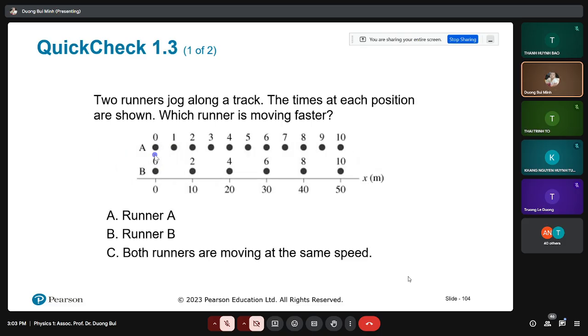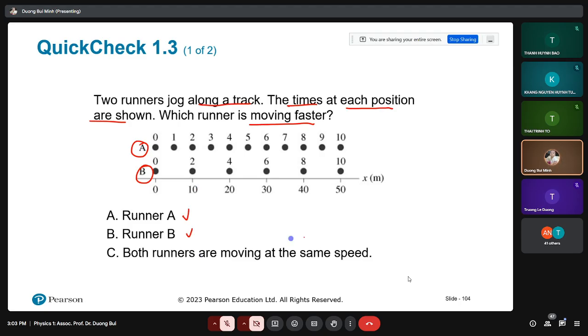So continue. We have 2 runners jog along a track. The times at each position are shown here. Which runner is moving faster? You have 1 minute, think about it. Runner A, runner B, or both runners are moving at the same speed.